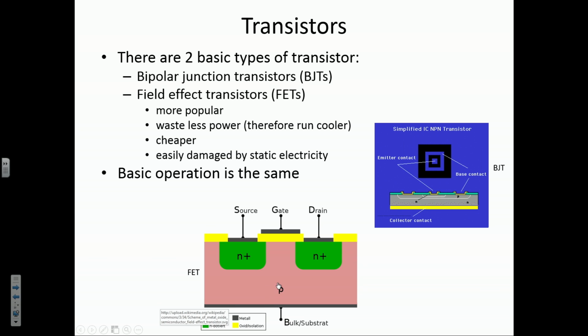On the FET, you've got a metal part here connected to the P-type material, and you've got N-type materials here and here. Now, instead of base, emitter, collector, what we have is source, gate, and drain. But they basically mean the same thing, and we'll talk about that in a little bit more detail as we go further into looking at FETs.